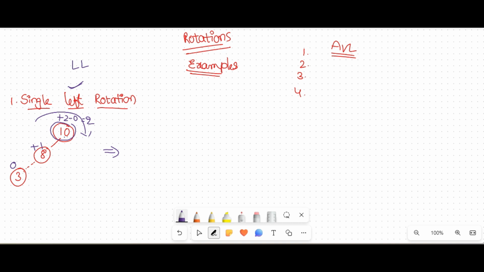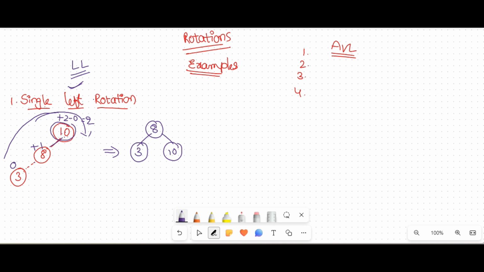Here the property is failed. For this node it is the left side, and for this node it is the left side. That's why it is also called LL rotation. Now apply single left rotation. Here 8 moves up, the tree will move like this, then 10 will come down, and 3 will come here. 3 is as it is.